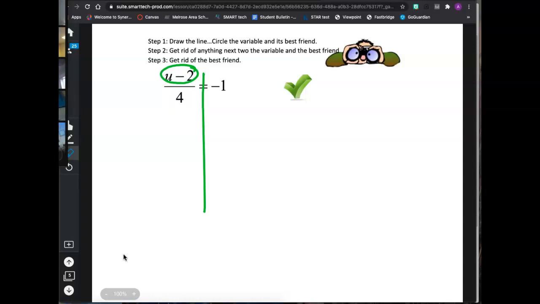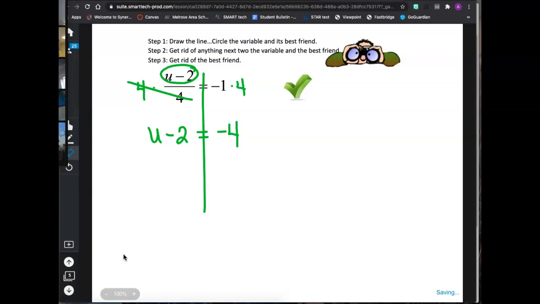Times by 4. So we're going to multiply each side by 4. I can cross off the 4's on the left. I have the variable and its best friend. So u minus 2 equals negative 1 times 4, which is negative 4.